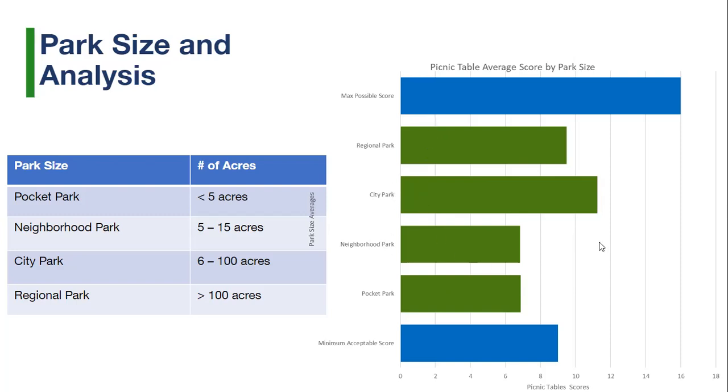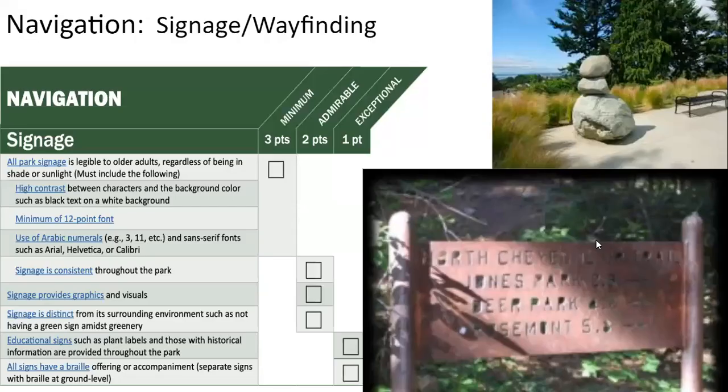Even these neighborhood parks and pocket parks didn't meet the minimum average score. We had the highest, the maximum, and the minimum, which was about 9. Some of these pocket parks and neighborhood parks didn't rank high enough to meet the minimum average score. So this was another way that we reviewed and analyzed the data, and again, how important it is that all parks are accessible.